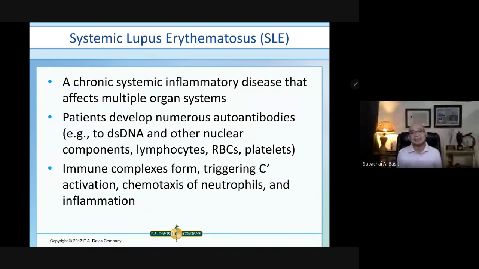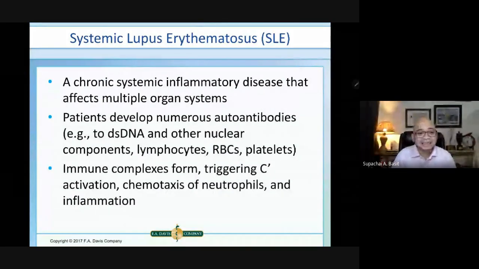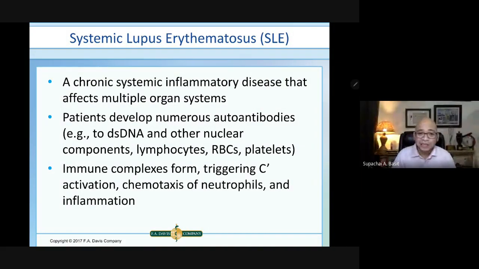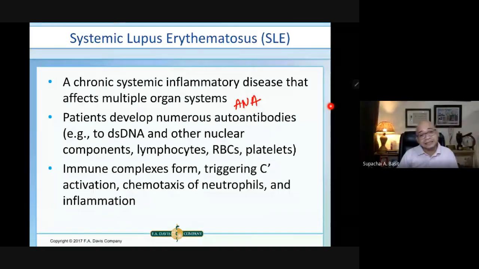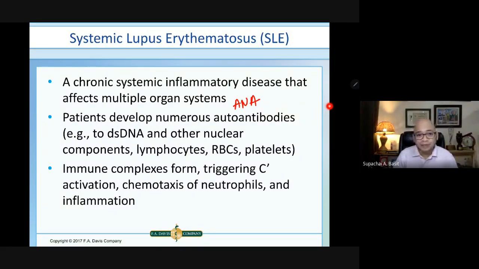Okay, so let's talk about them one by one. The first type of autoimmune disease that we will be discussing is SLE, or systemic lupus erythematosus. This is a chronic systemic inflammatory disease that affects multiple organ systems. Here, we develop autoantibodies, mostly known as anti-nuclear antibodies, because these antibodies are directed against, for example, double-stranded DNA and other components, lymphocytes, RBCs, and platelets. So immune complex is formed.